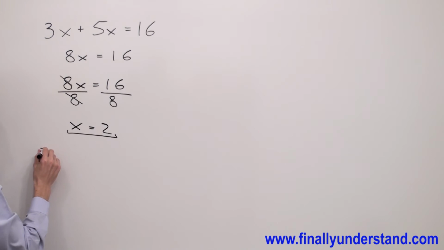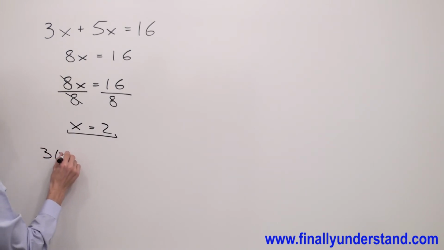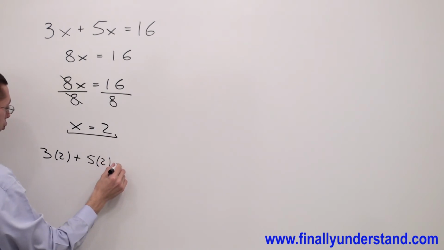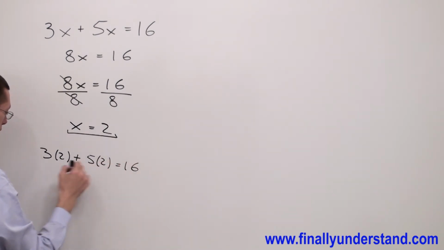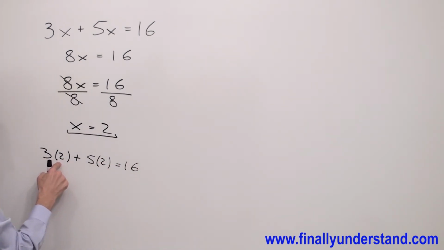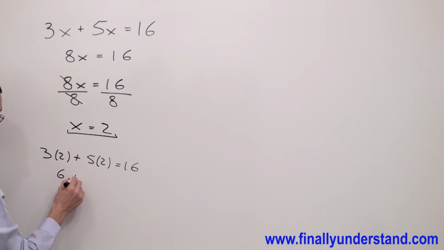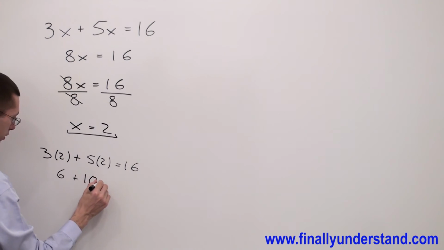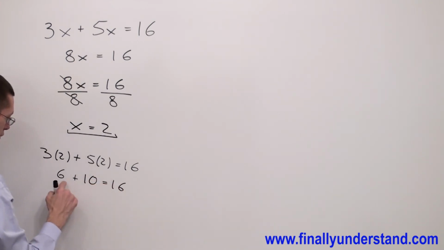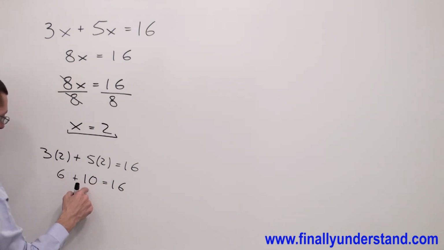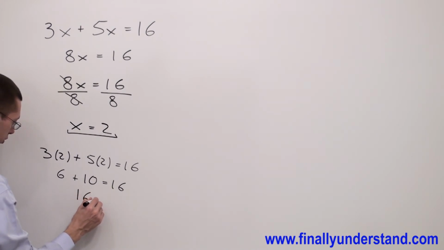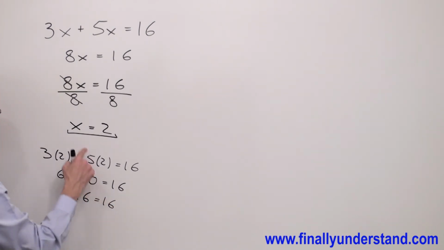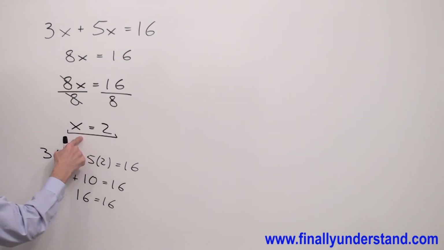Let's check. So I have 3 times 2 plus 5 times 2 is supposed to be equal to 16. 3 times 2 gives me 6 plus 5 times 2 gives me 10 equals 16. 6 plus 10 is equal to 16. 16 is equal to 16. Left side is equal to the right side. That's why this is the solution to my problem.